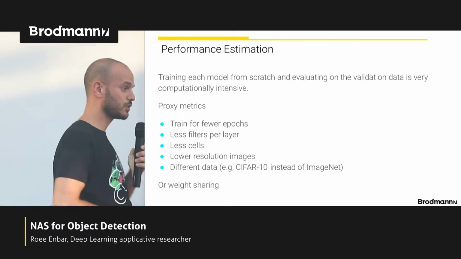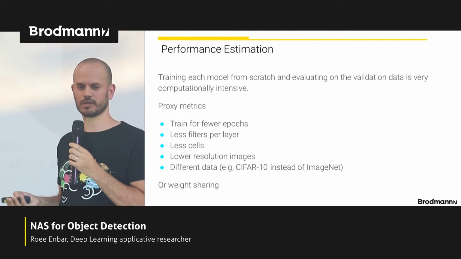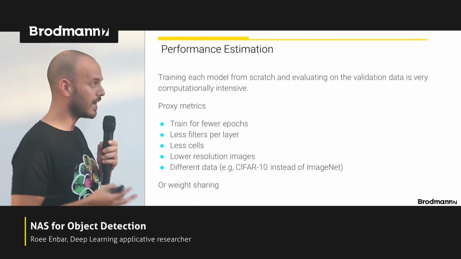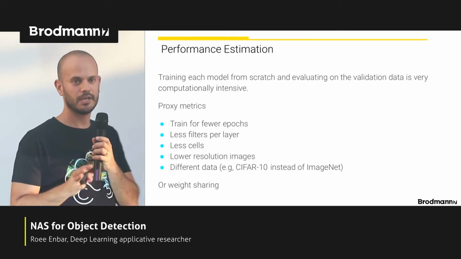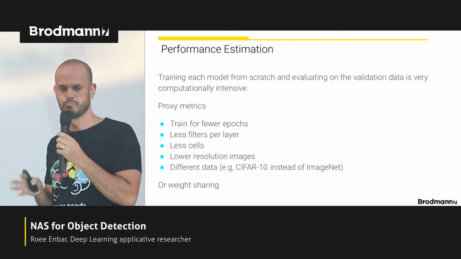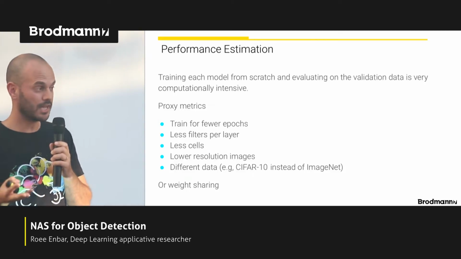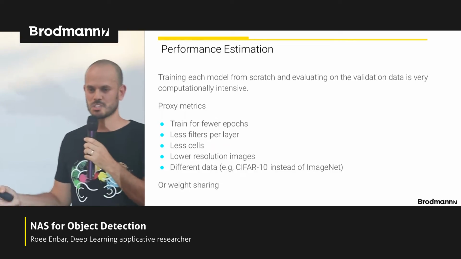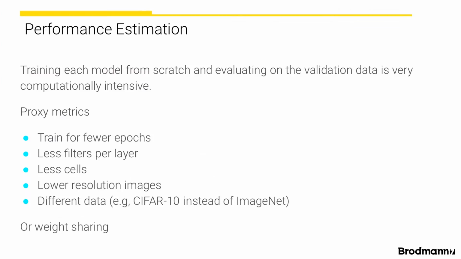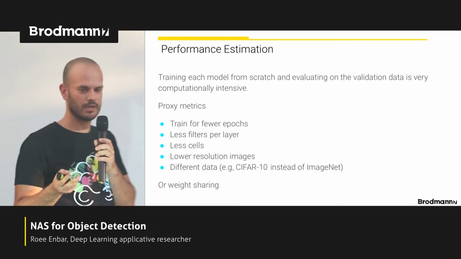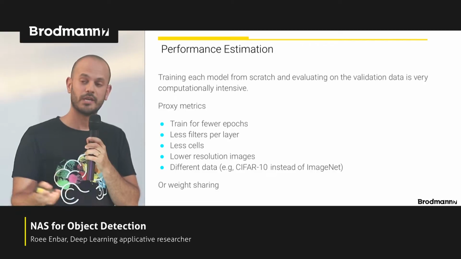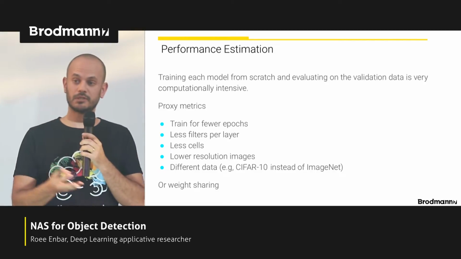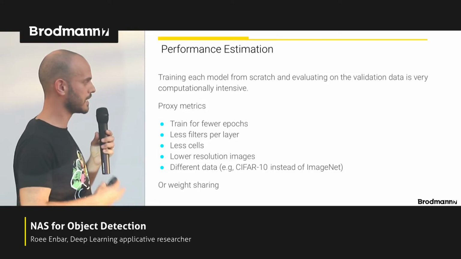So I've defined my search space. I've defined a strategy to navigate this space. And now I probably need to define some way to estimate the performance of my model. And this is because, as you are all probably aware, training from scratch and evaluating my model takes a huge amount of time and computation, and I don't want to do that for thousands and tens of thousands of models. So I may use one or more of the following. I can train for fewer epochs. I can use fewer filters per layer, and then after the search is done, I can increase them.